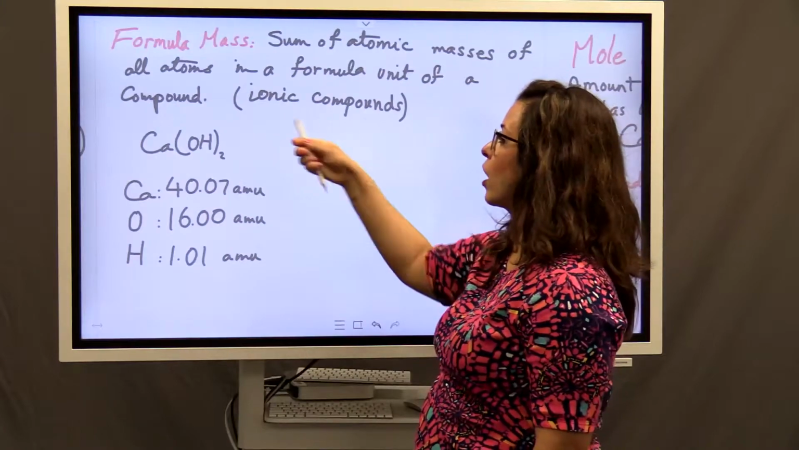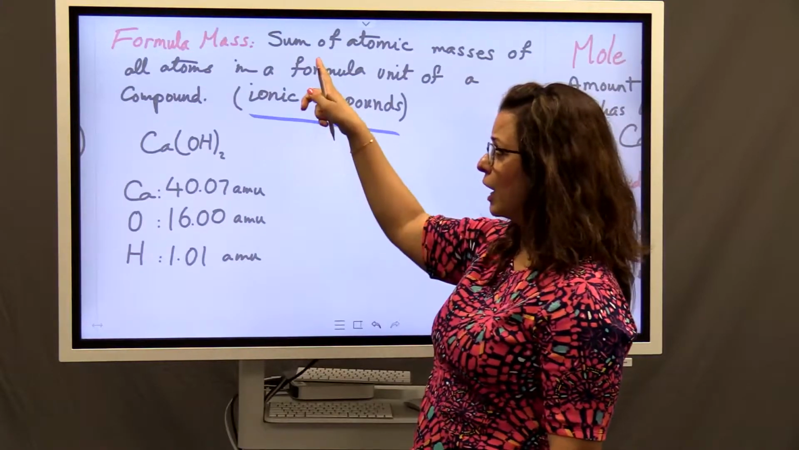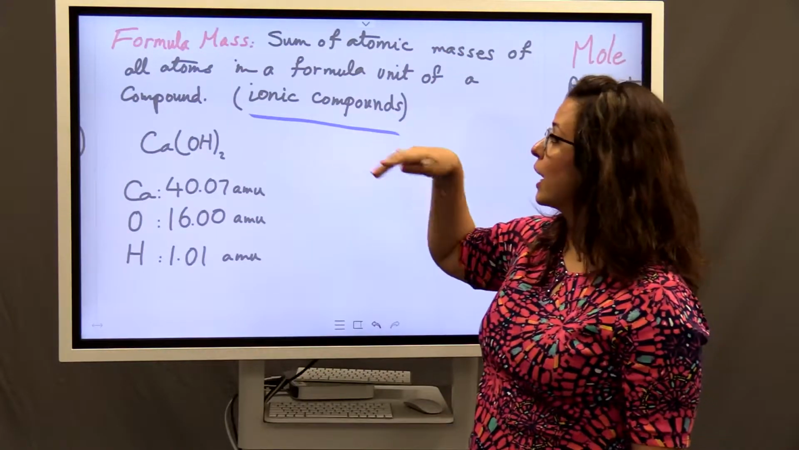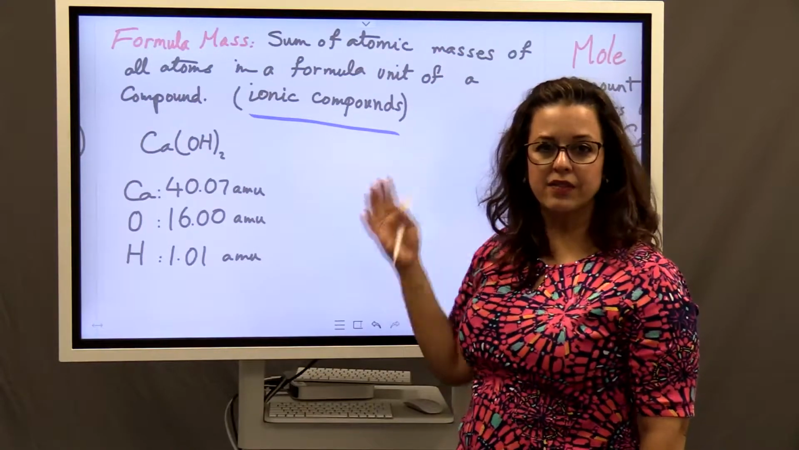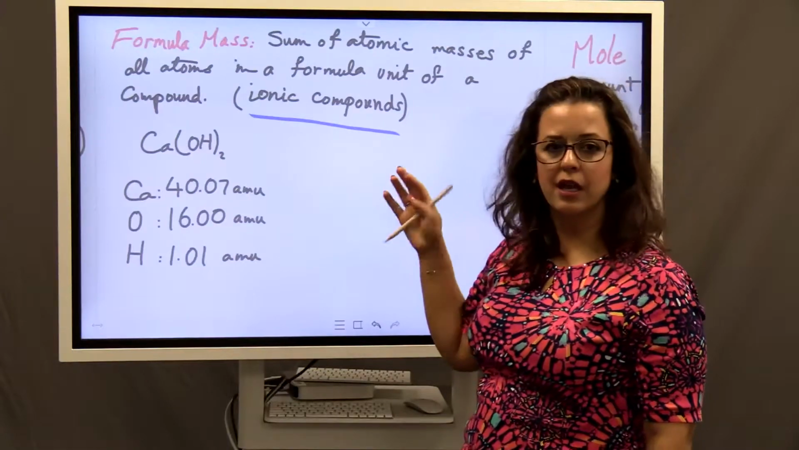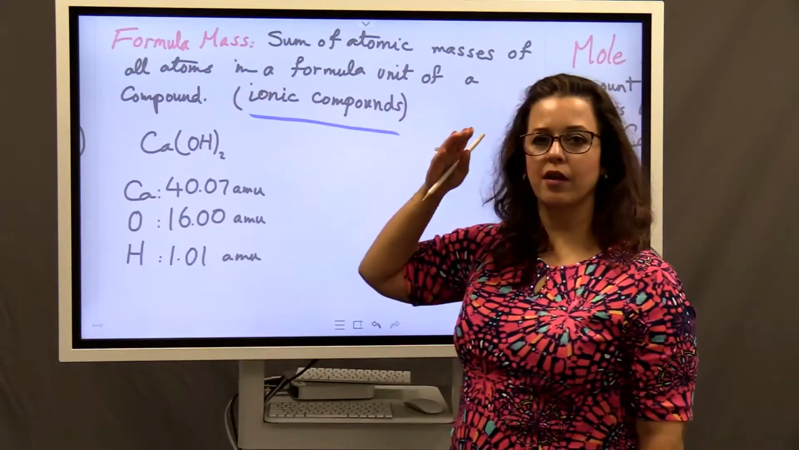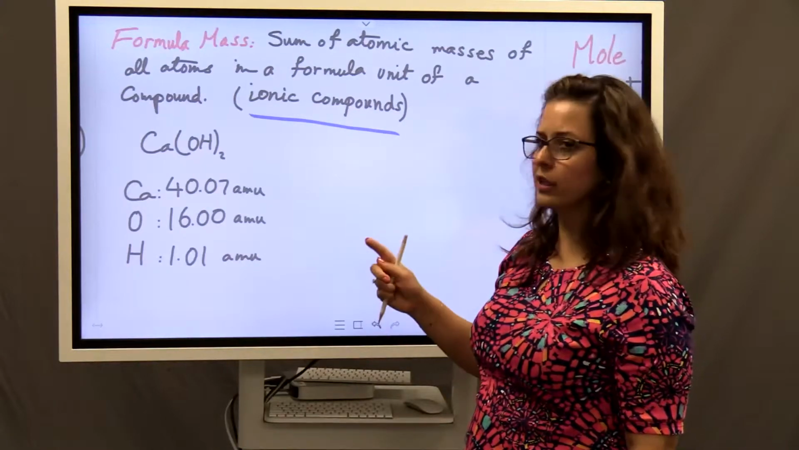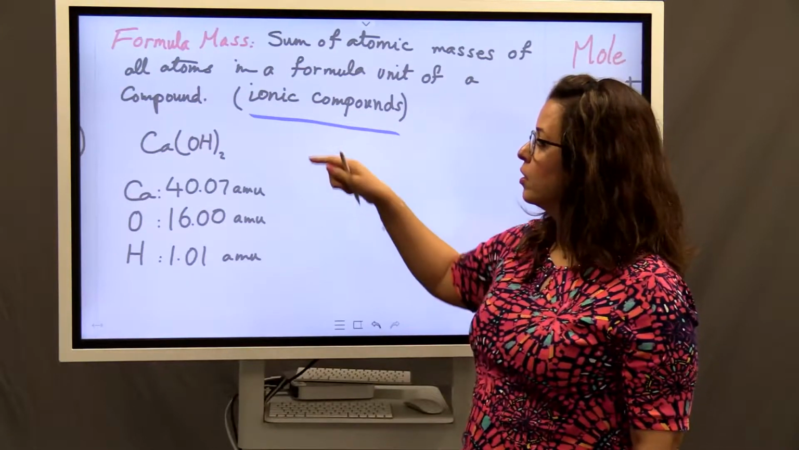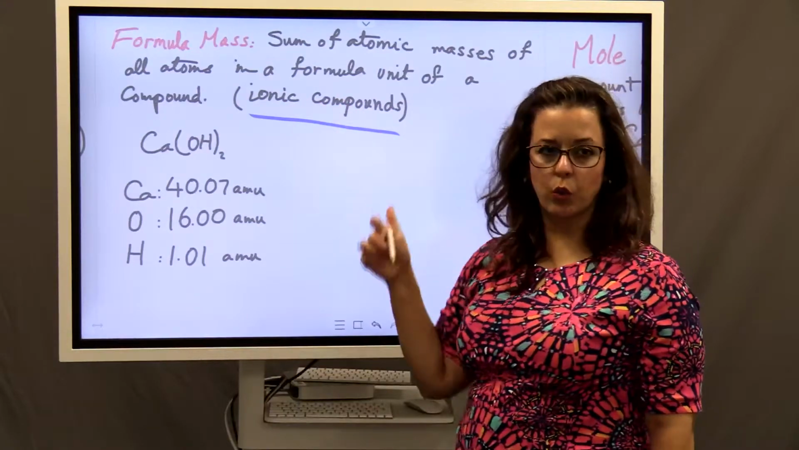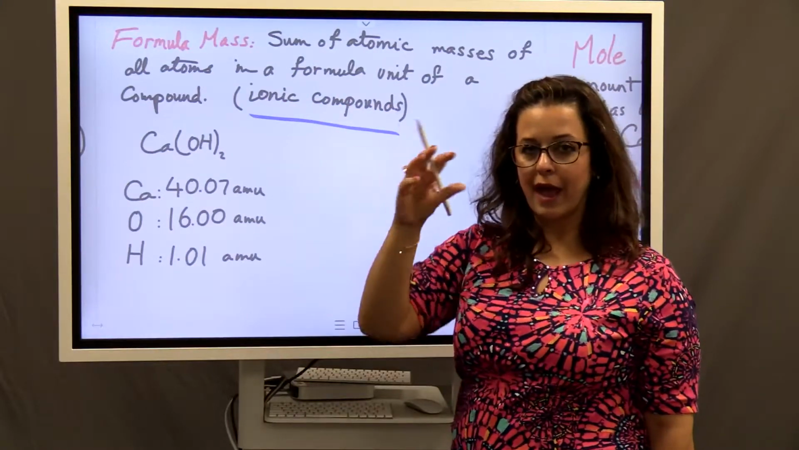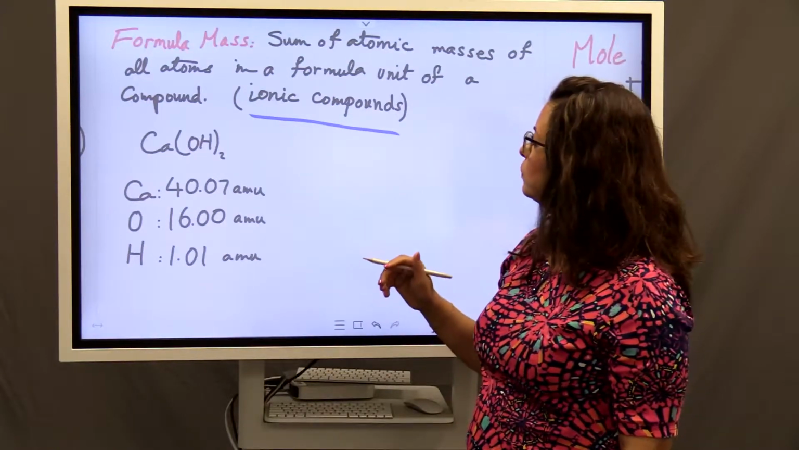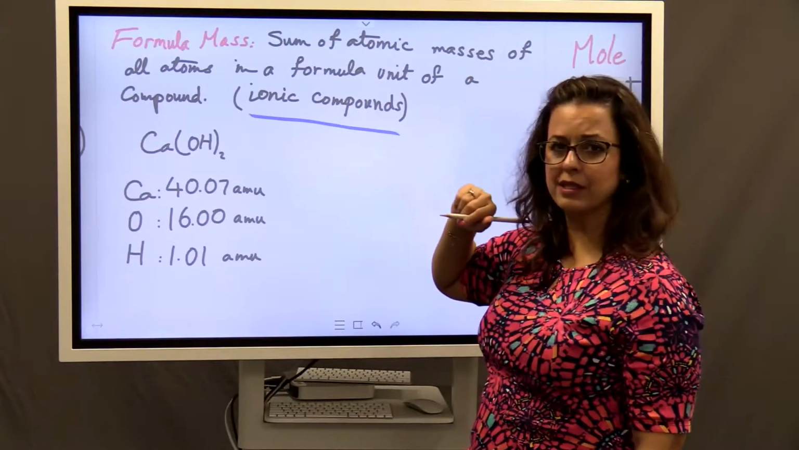Again, it's just for an ionic compound, and it's the sum of atomic masses of all the atoms in a formula unit. It's very similar to molecular mass. It's just distinguishing between the ionic compounds and molecular compounds. So the wording changes for ionic compound because ionic compounds don't have separate molecules. They have atoms, cations, anions, cations, anions. So we call it formula mass.